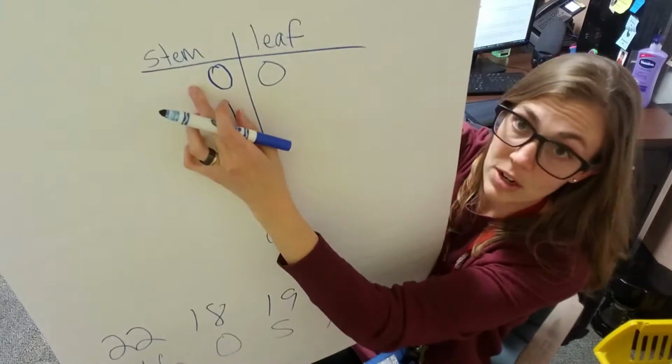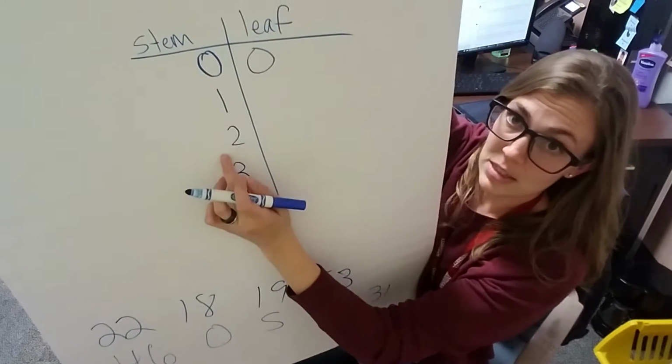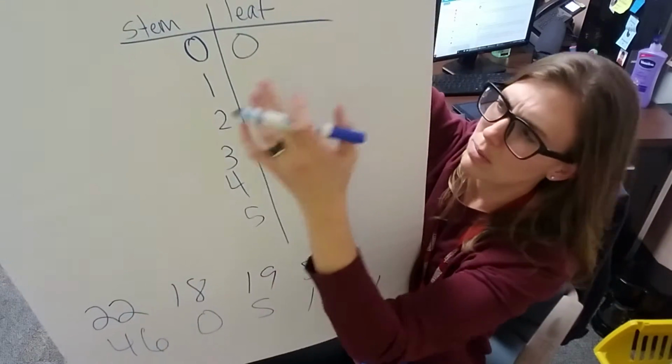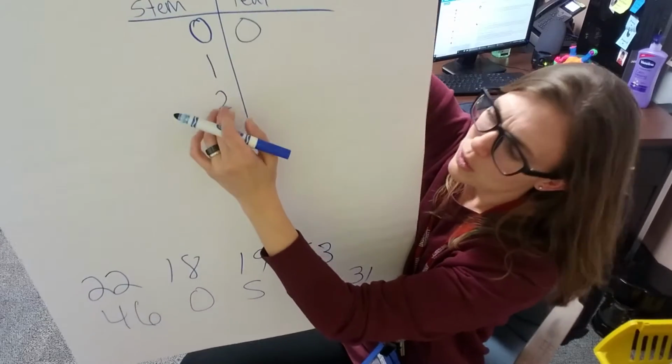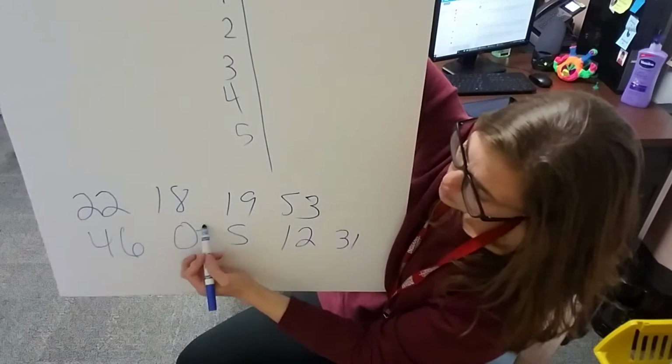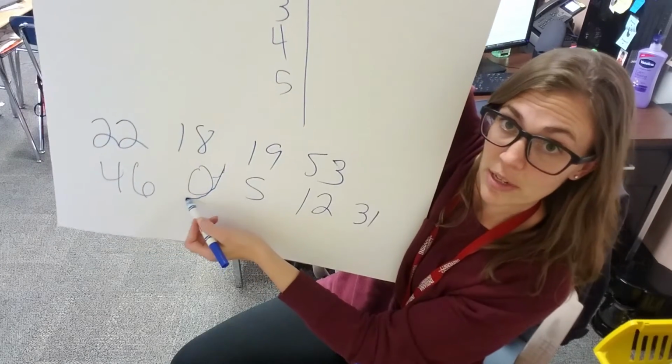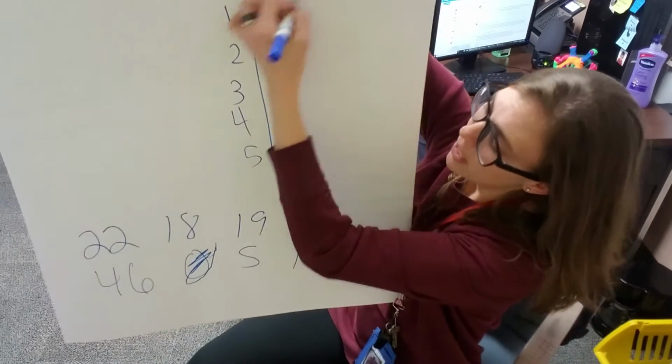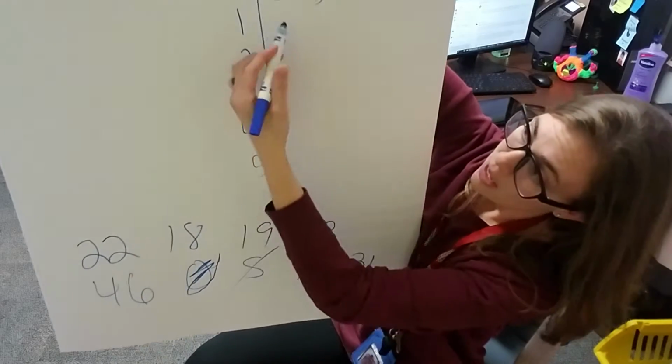This category over here is 0 to 9, 10 to 19, 20 to 29. Did I say 10 to 15? 10 to 19, 20 to 29, 30 to 39, 40 to 49, and so on. I'm going to cross this out as I go because I don't need it anymore. And then I put the 5 behind it, don't need it anymore, so I cross it out.